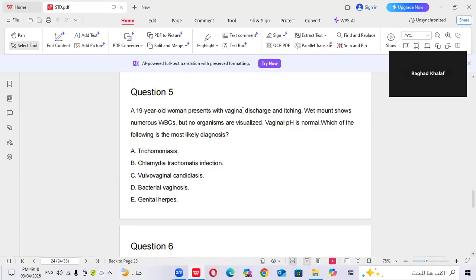Don't just fall for the fact that he mentioned itching. Don't just assume it's candidiasis because he mentioned that the patient is suffering from itching. Just be careful.